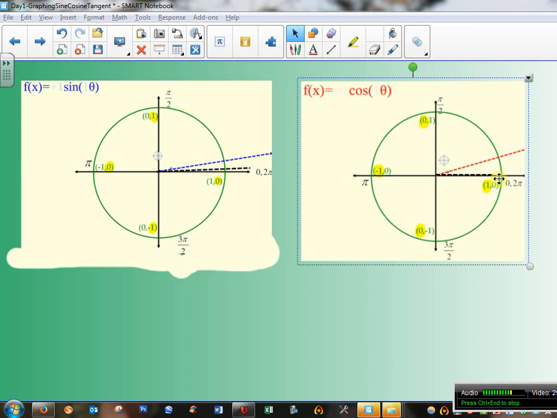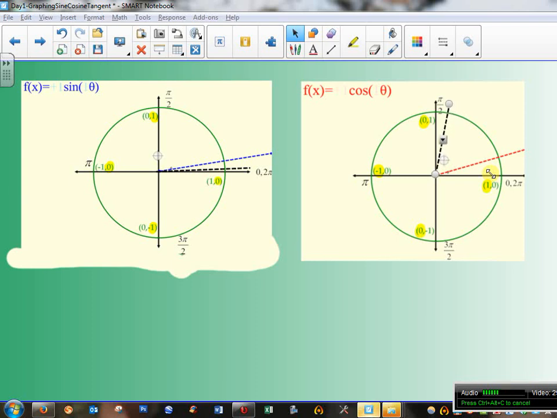The same phenomenon took place when we were dealing with the cosine function. We would start at 0 degrees and the cosine was 1. Take a look at that x-coordinate, it's 1. We got up here, the x-coordinate's now 0. By the time we get here, the x-coordinate is -1. By the time we get down to the bottom, the x-coordinate was 0 again, and then back to 1.